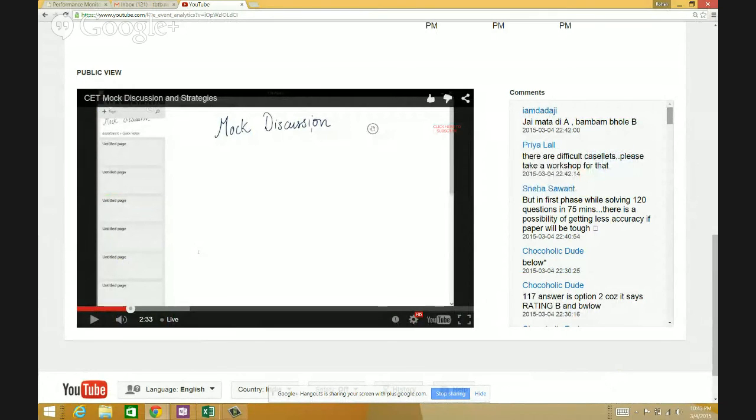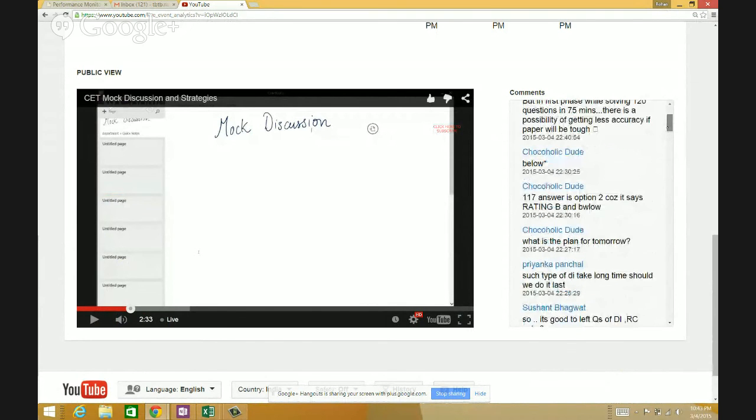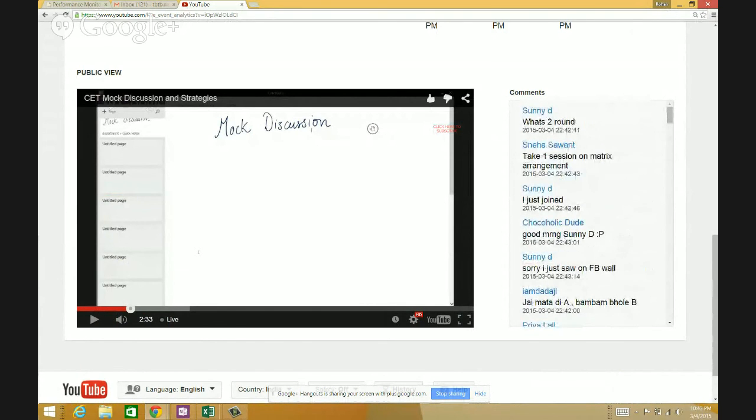Anyway, in the first phase of the 120%, there is a possibility of getting less accuracy if the paper is tough. In that case, Neha, you have to work on your feet. You'll have to instantly decide what to do. What's second round? Sunny has just joined and is asking what the second round is. Sunny, you may just go back through the entire thing.